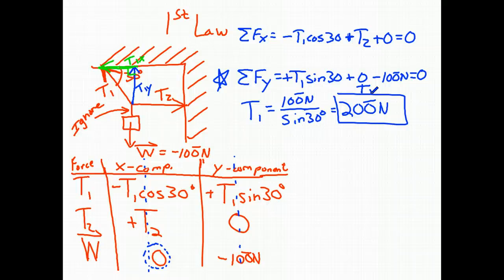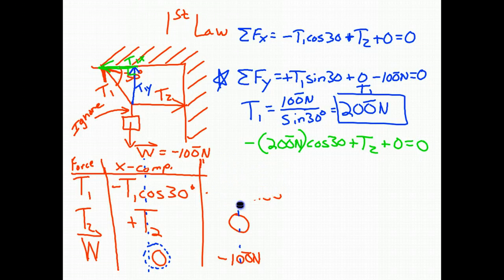Now, we could actually solve for T2 because since we have T1, we could plug it back into the sum of the forces in the x direction. I'm going to change some color here. Okay. So let's plug 200 everywhere we see T1. So we have negative 200 newtons cosine of 30 plus T2 plus 0 equals 0. That's from our first equation.